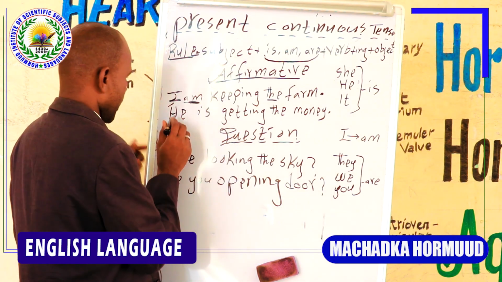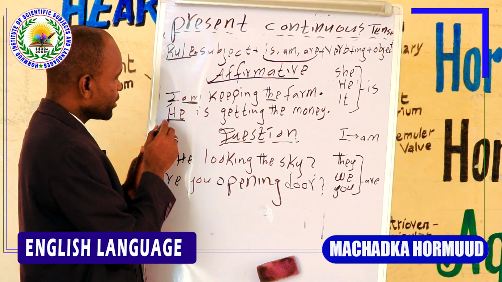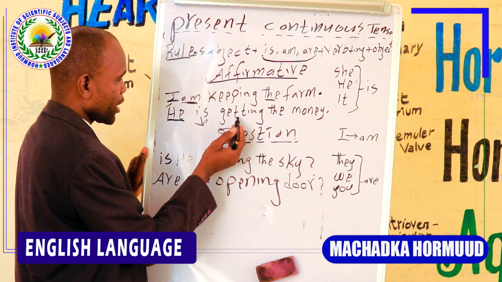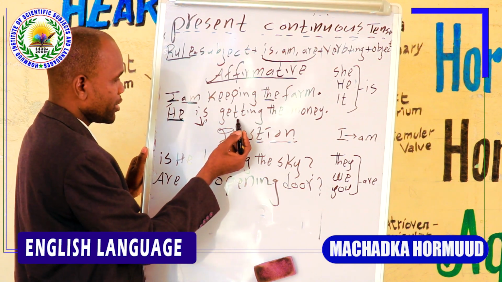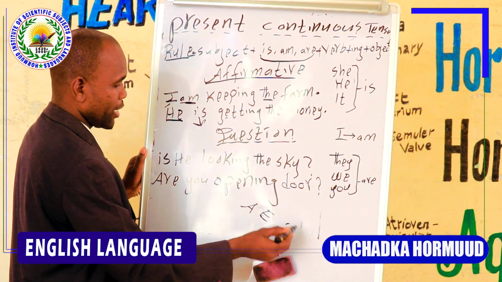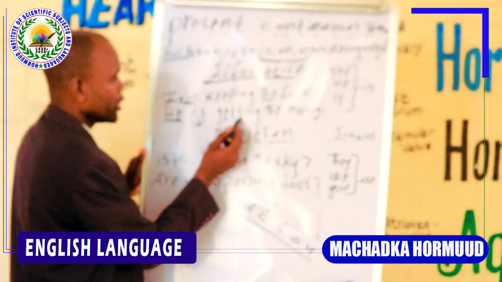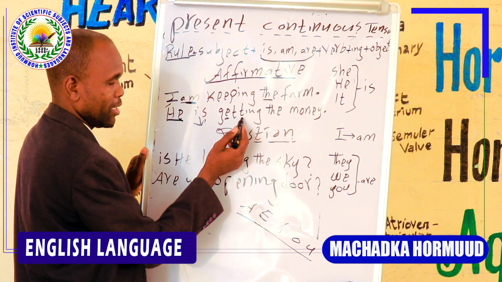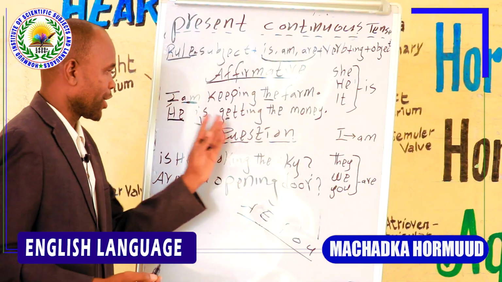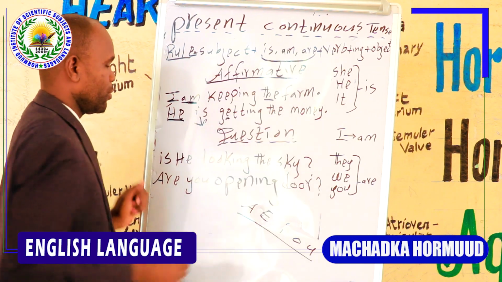Another example: he's getting the money. Here this is the subject, this is the auxiliary, you give "is." And for getting, you double the T, because the letter before it is a vowel: A, E, I, O, U. You double the last letter, then add ing. I'm getting the money. This is the affirmative form.